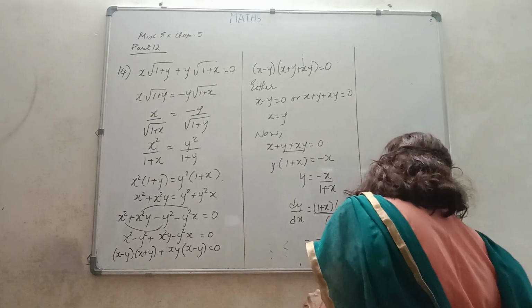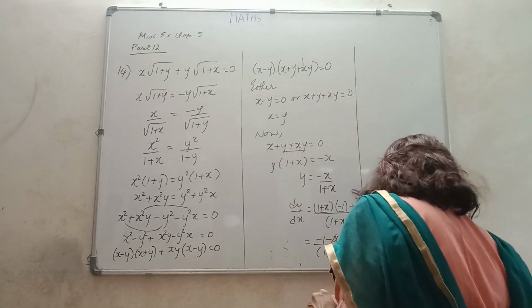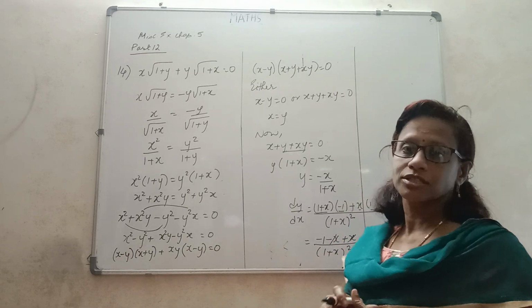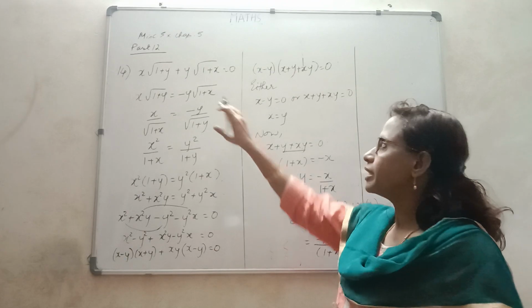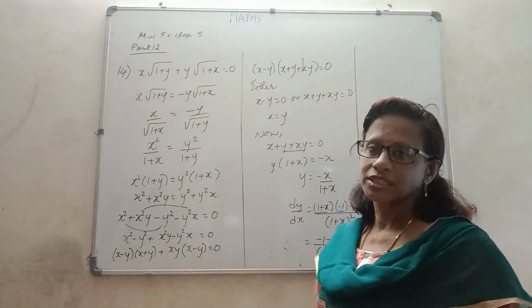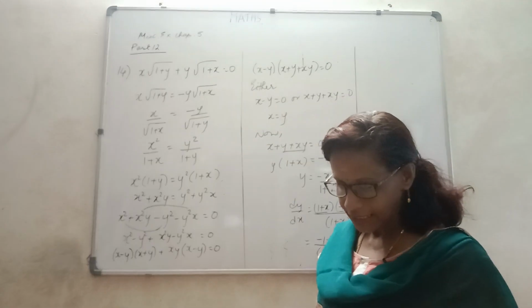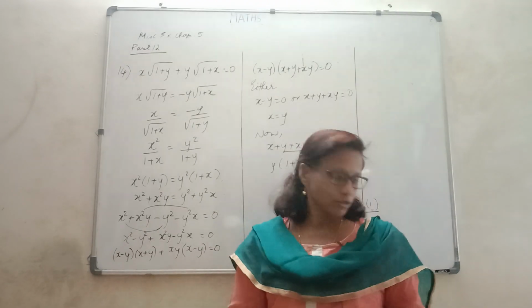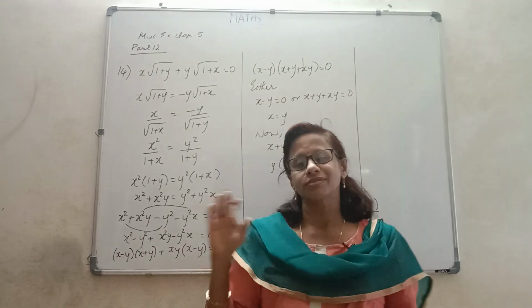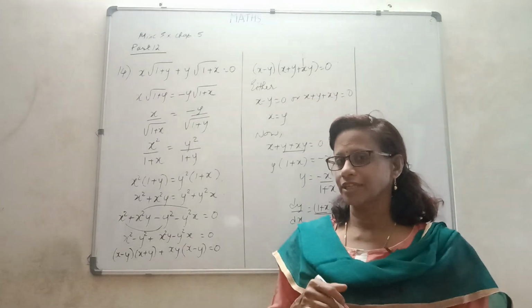Plus x minus x cancels each other. We are left with minus 1 by (1 plus x) the whole square. That's what they have asked us to show. So this is how it works. We could have done it right there by implicit function. It would have been a bit lengthy, and things are not so easy. So that is why what we do is we try to simplify and then we try to get the answer.